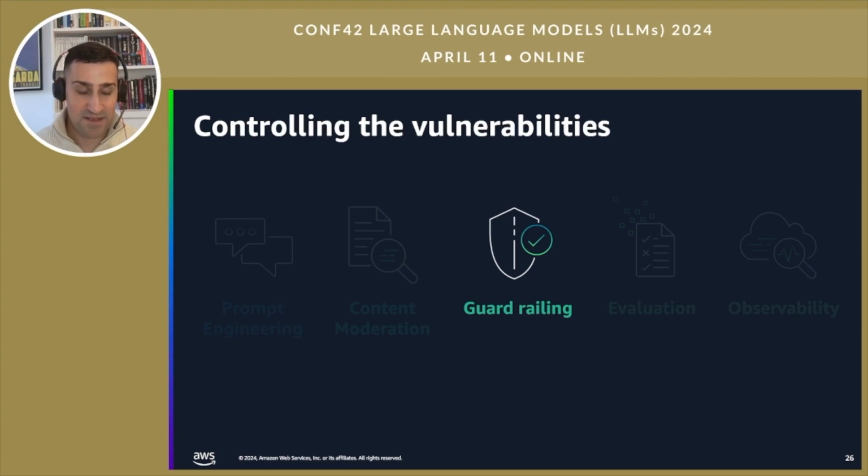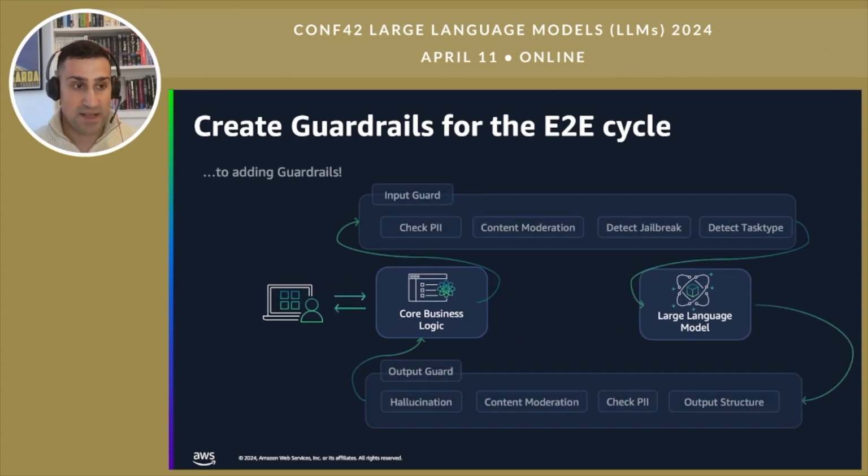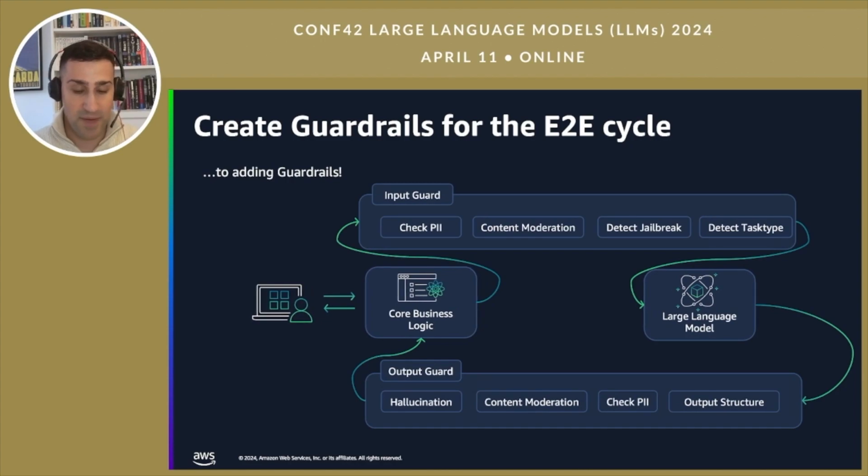All right, now let's look into guardrails, so how we can actually bring even more structure into these types of controls. So with guardrails, we can extend the architecture where we have our business core logic and our large language model with something like this. So we actually plug in an input guard and an output guard before and after the LLM.